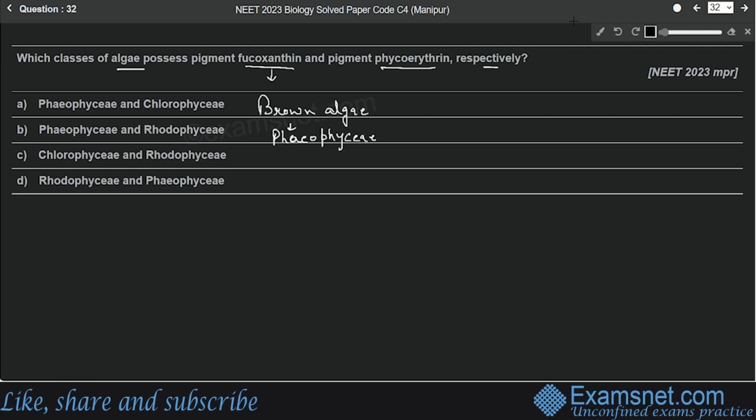And phycoerythrin pigment, it is a red colored pigment present in the red algae, and red algae is known as Rhodophyceae. Therefore, the correct answer will be option number B, Phaeophyceae and Rhodophyceae. Okay.